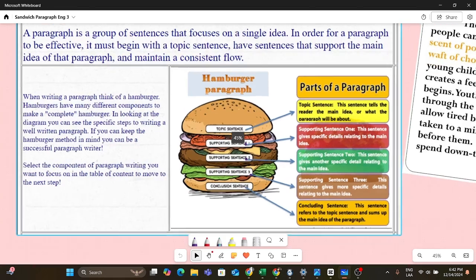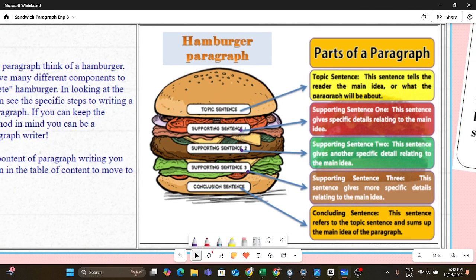So here we can have a better picture of the hamburger. As you can see, we have the topic sentence and the conclusion sentence, which are the bread, because they have to have similar ideas. So, parts of a paragraph. On the top part of the bread of the hamburger, we have the topic sentence. This sentence tells the reader the main idea, or what the paragraph will be about. Normally it is the first sentence in a paragraph. So to make it simple, we're going to do it like that.